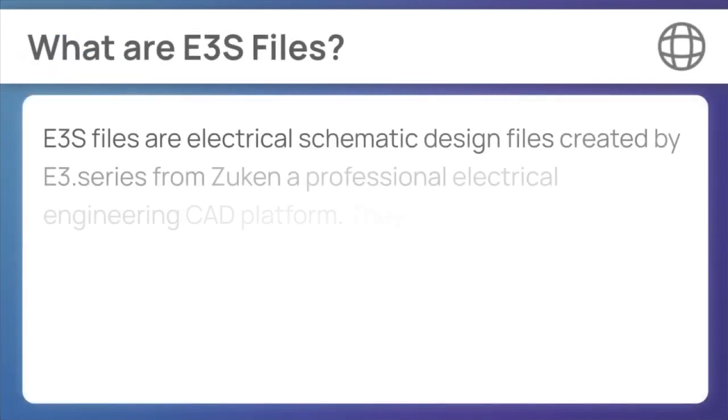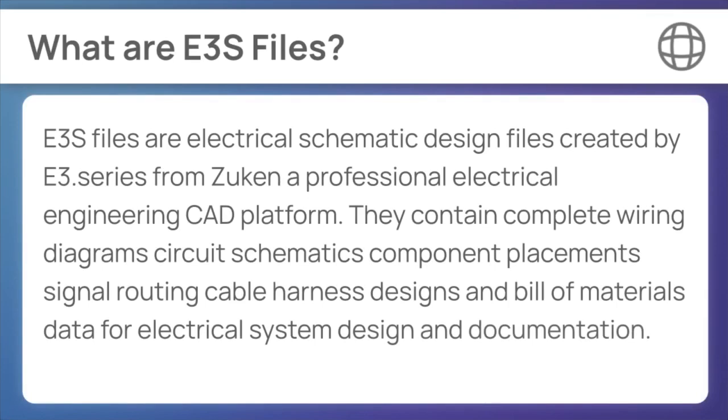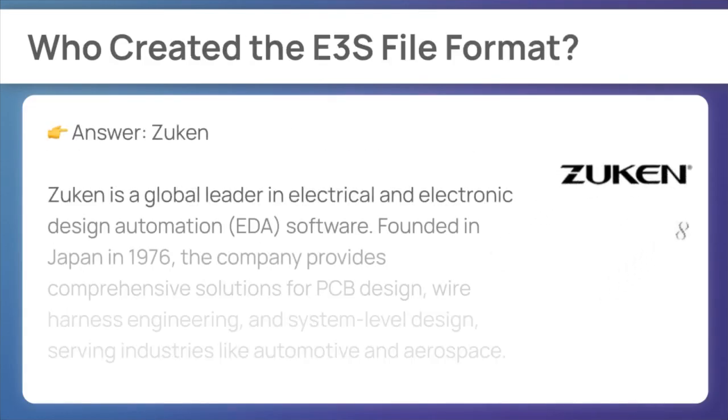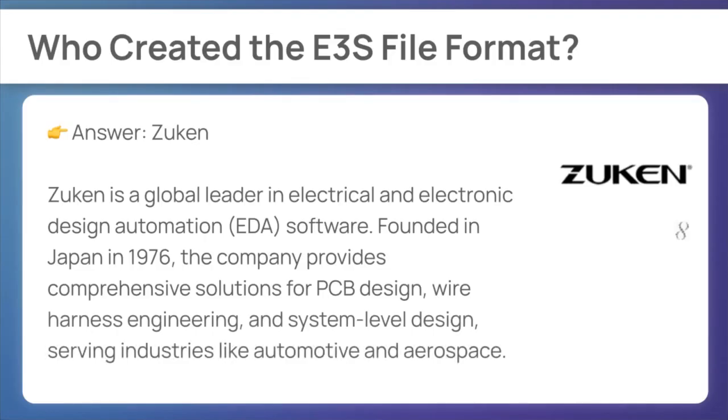E3S files are electrical schematic design files, created by E3.series from Zuken, a professional electrical engineering CAD platform. They contain complete wiring diagrams, circuit schematics, component placements, signal routing, cable harness designs, and bill of materials data for electrical system design and documentation.